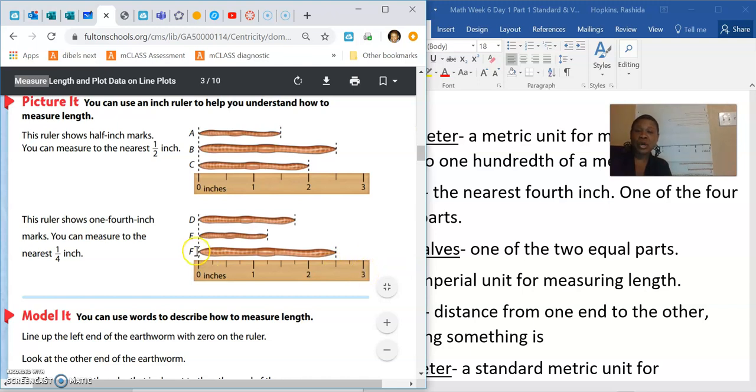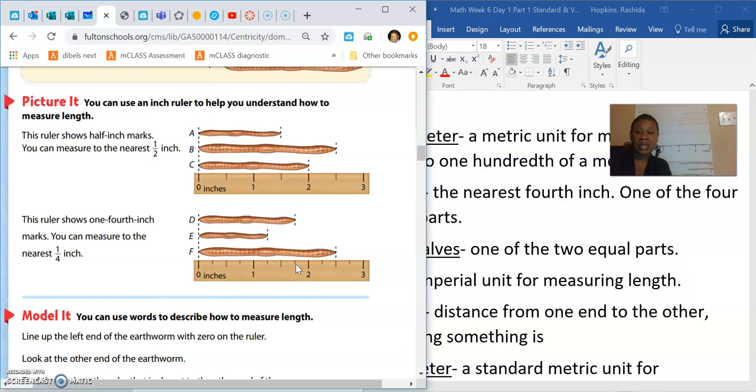So we know that earthworm D passes up the half mark, passes up the 1 inch mark, keeps going, passes up the 1 1/2 inch mark, and lands not on the 2, but right before it. So that's 1, 2, 3. It's 1 3/4, because remember, we have 4 parts. So D is 1 3/4. That's the nearest fourth.